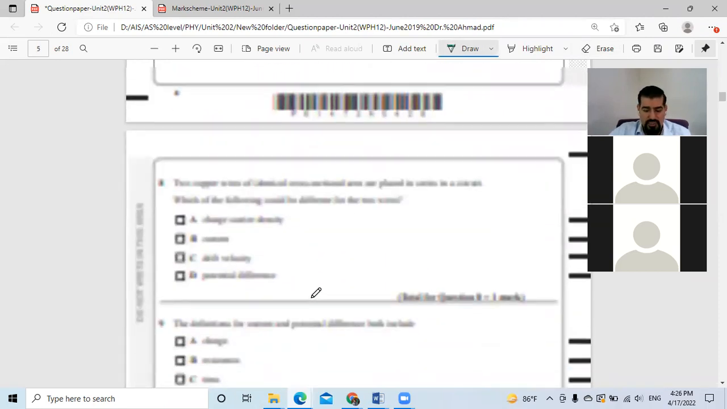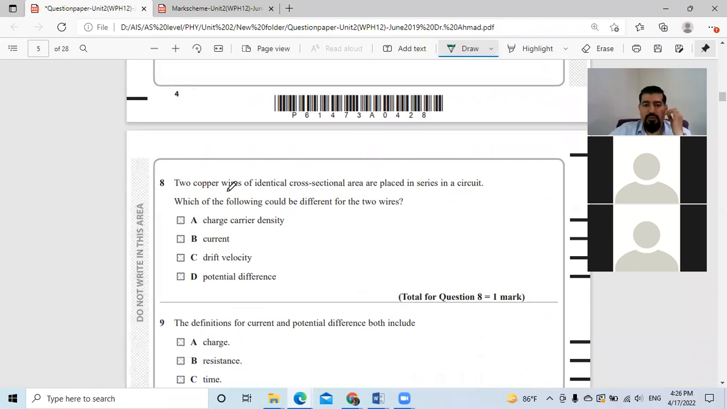Next question, question number 8. What do they ask here? 2 copper wires of identical cross-sectional area are placed in series. Which one of the following could be different for the 2 wires? The charge carrier density is constant. The current is the same since they are connected in series. The drift velocity has to be the same because they are both copper. The potential difference may differ, since maybe one is a little longer than the other. So the answer is D.